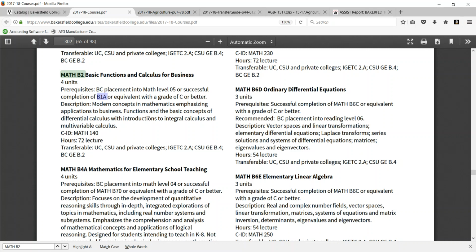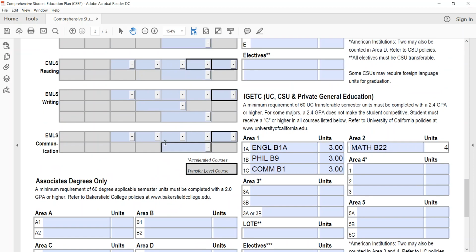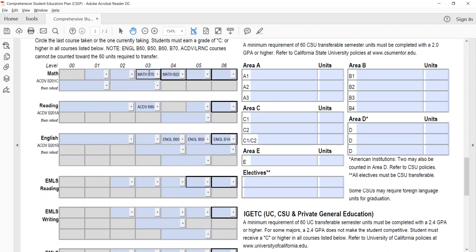So I think I have a lot of math classes on my placement scores that I kind of put in here. Yeah, I'm starting at Math B70, so I have Math B70. Let's see if I can get that stats class. If I have time, then I can take B1A and B2. I would save a lot of money here at Bakersfield College than doing that over at Cal Poly.